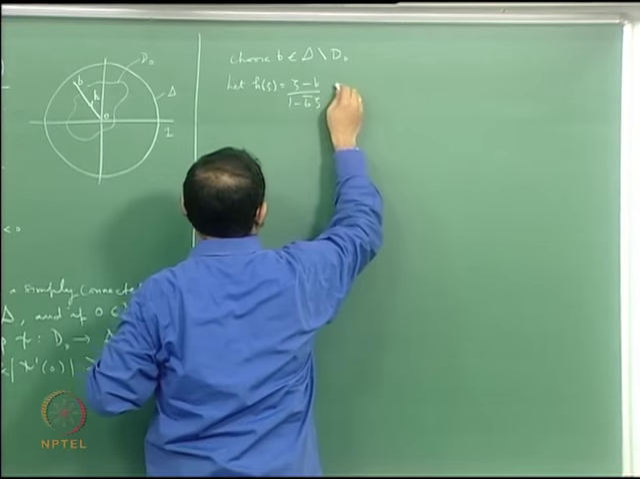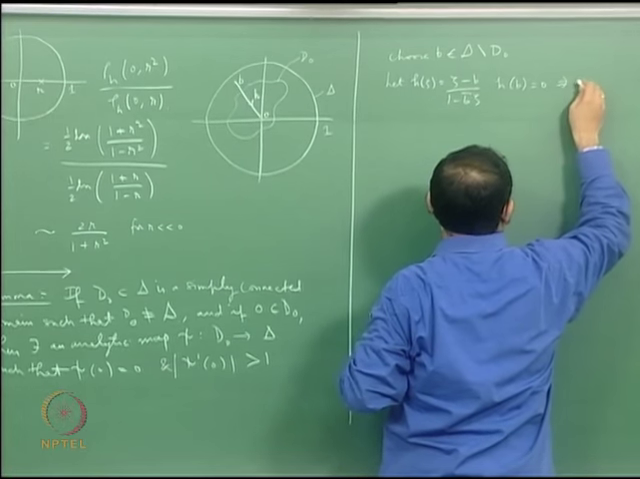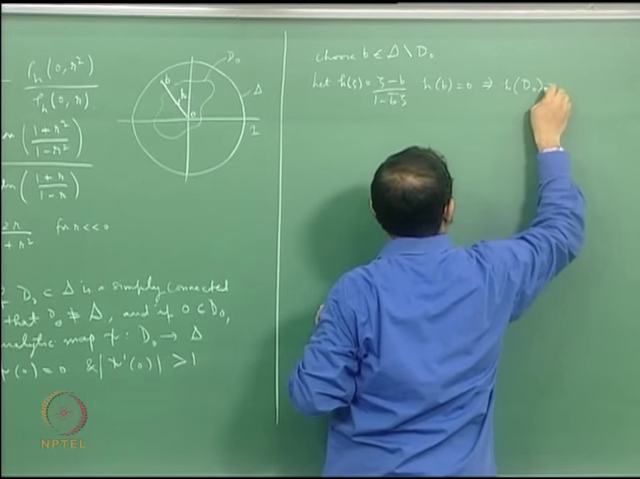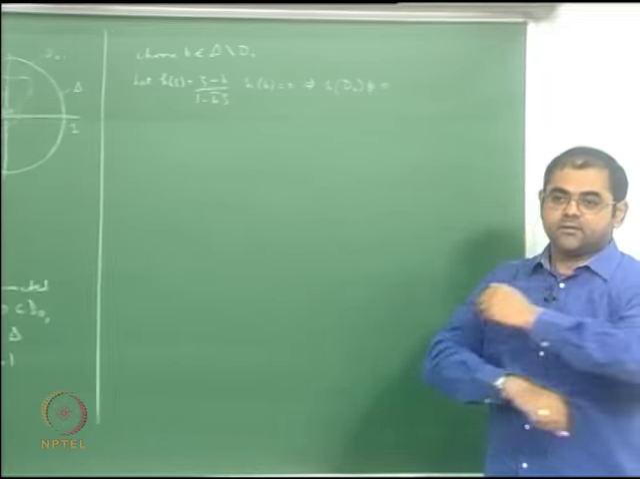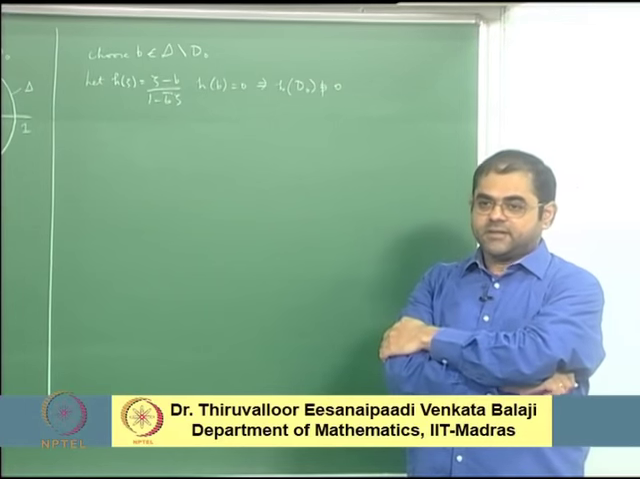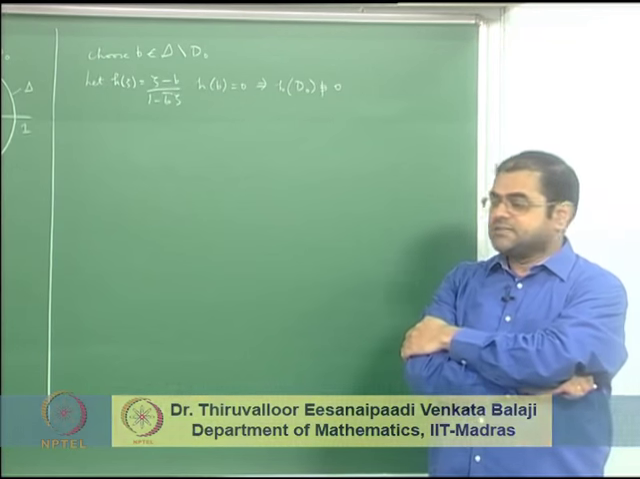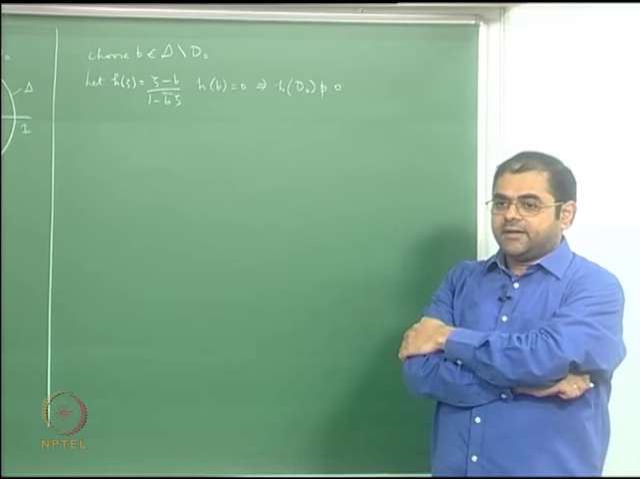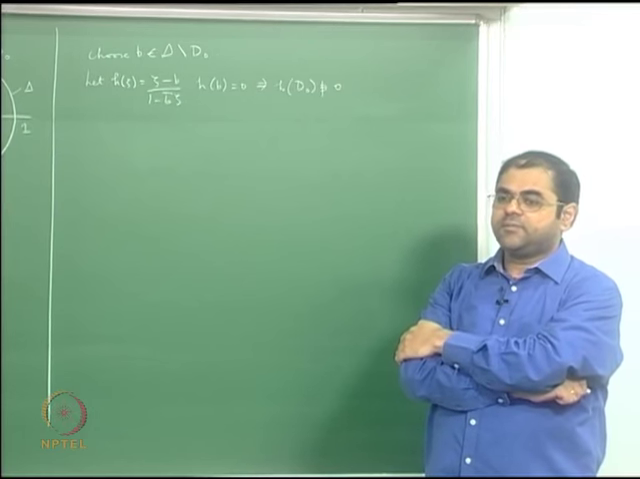H of b is 0, and that will imply that h of d naught will not contain 0, because b is not in d naught. H of b will not be in h of d naught, because h is, mind you, a bijective map. Since b goes to 0 and b is not in d naught, h of b will not be in h of d naught. That means 0 will not be in h of d naught.